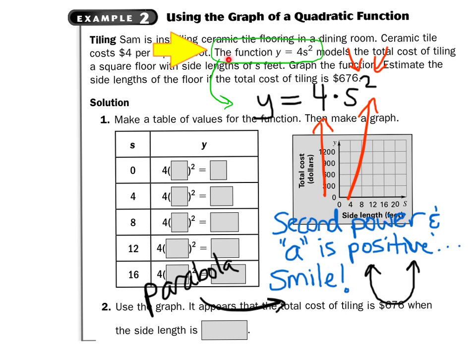Okay, now this one, I just want to talk about how we would predict what the shape would be. So notice how the function is y equals 4 times s to the second power. So I wrote it right here. So s is like the x, okay? And notice how it's to the second power. That means, so hold up your thumb and your finger. So you see it's a curve shape. And then look at the positive 4. Since it's a positive 4, it's going to go up like a smile. So this would be a smile. And remember, the correct name for this curve shape is called a parabola.